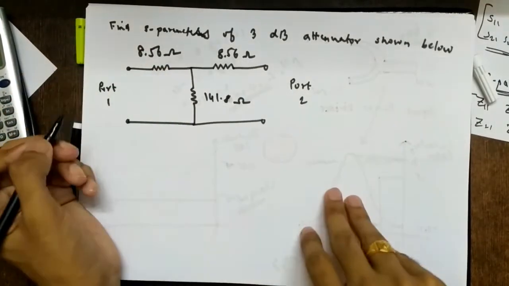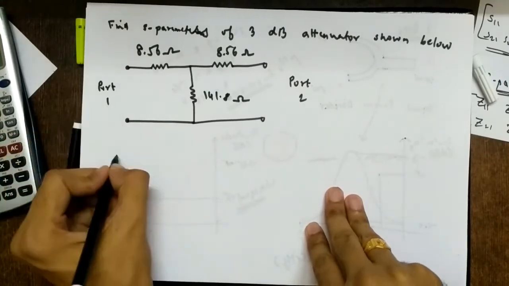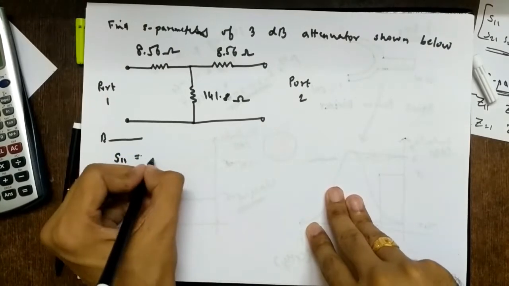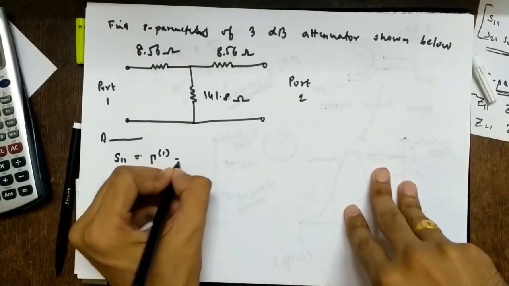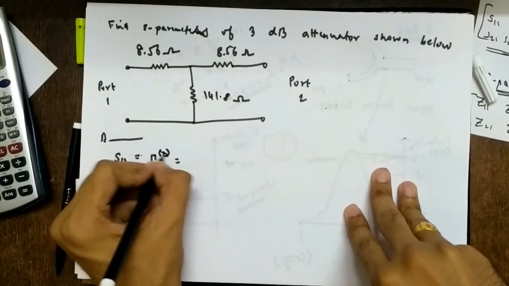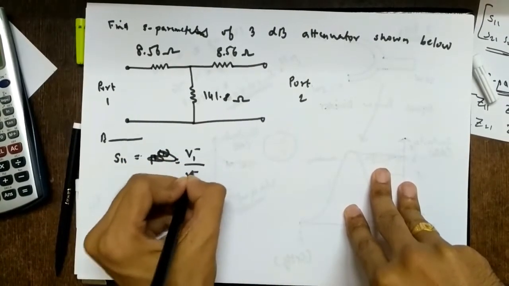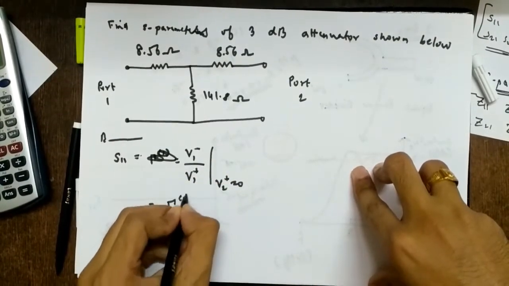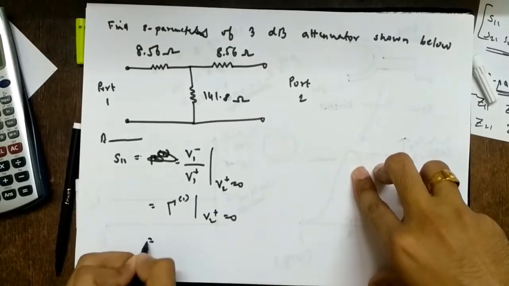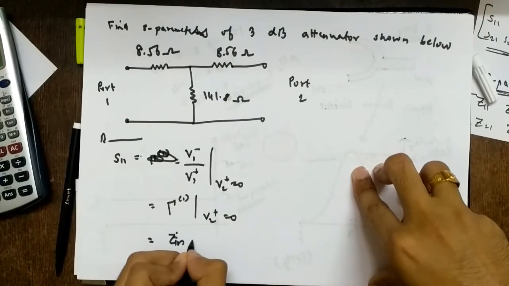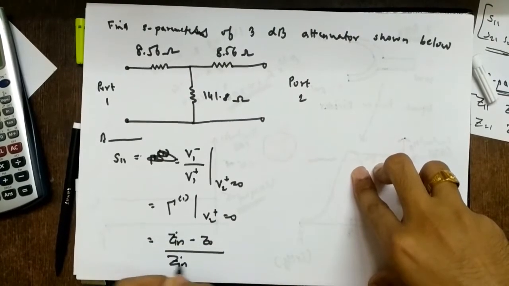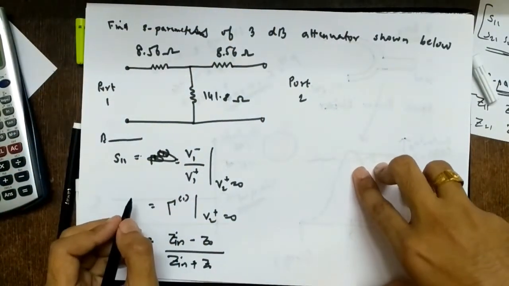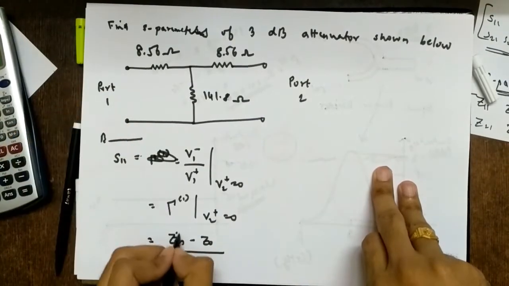We already know S11 is the reflection coefficient at port 1, right? By the definition of S parameters, S11 is gamma at port 1. Otherwise, if you want the formula, it is V1 minus upon V1 plus, at V2 plus equal to 0. So it is equal to gamma at port 1 at V2 plus equal to 0. What is the formula for gamma? Zin minus Z0 upon Zin plus Z0, right? Z0 is not given, so you assume it as 50 ohms. For that we require Zin at port 1.